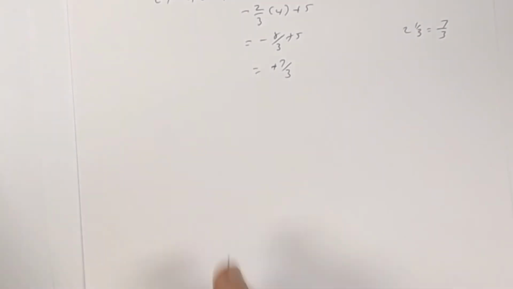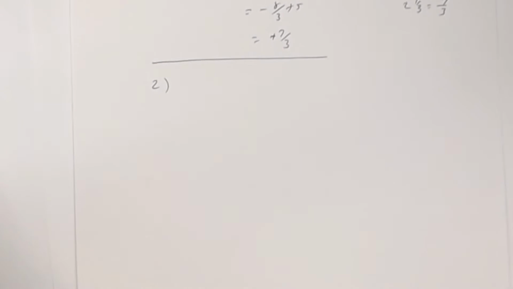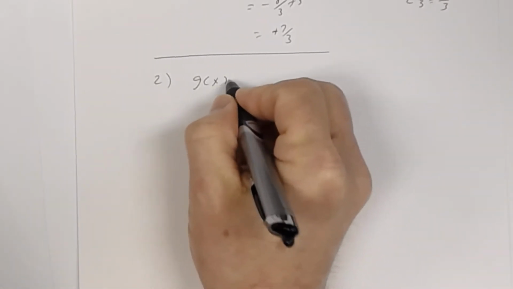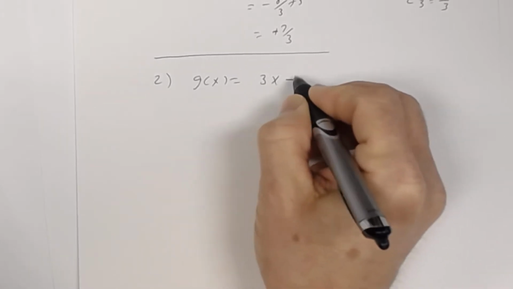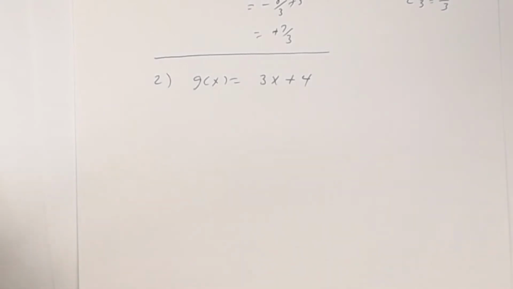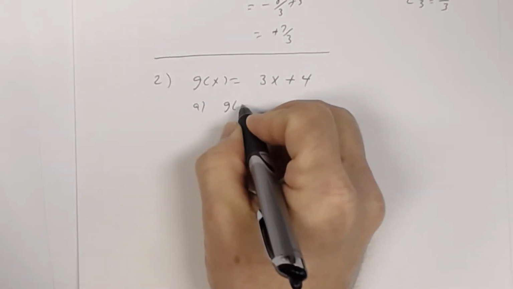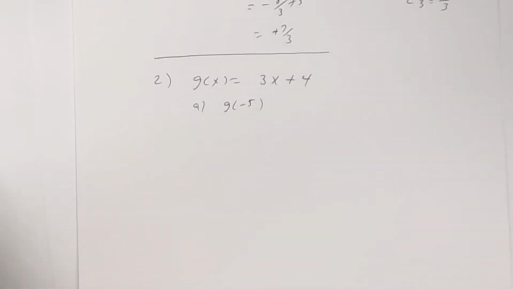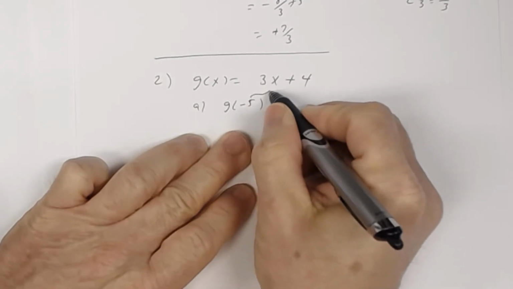Okay, let's look at another problem. So let's look at number 2. Suppose my function is g of x is equal to 3x plus 4. Now, most students can handle something like this, where you're evaluating at a number. Almost all students can handle that. So basically, where we see the variable x, you're going to substitute negative 5.